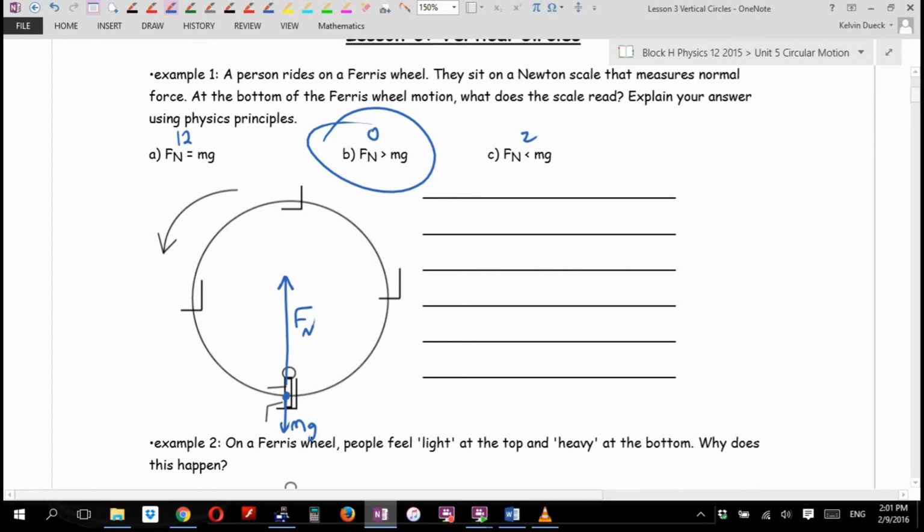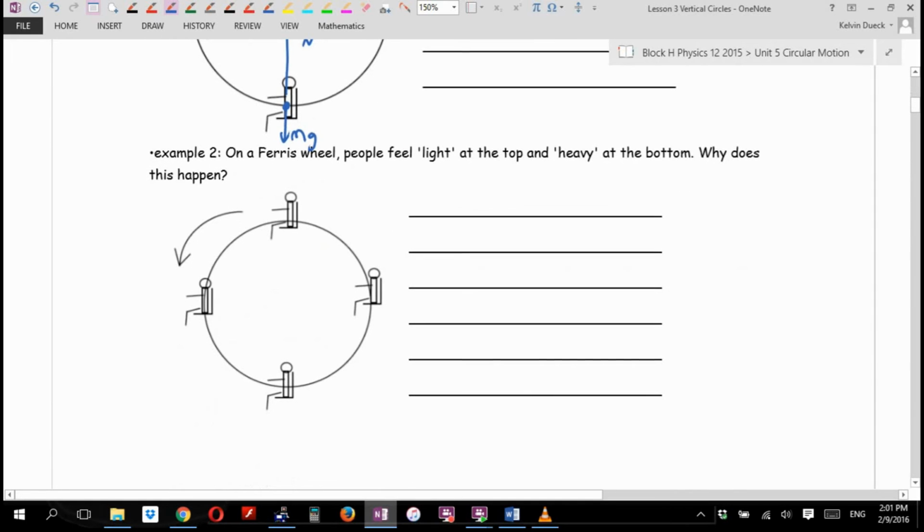In other words, on a Ferris wheel that's moving fairly fast, because most Ferris wheels are pretty tame, you will feel heavier at the bottom. You'll feel like you're getting pressed down in your seat. That's not what's happening. It's the seat that's pressing up against you, but you'll feel heavier at the bottom. So, on a Ferris wheel, people feel light at the top and heavy at the bottom. Why does this happen? I've just proved the heavy.